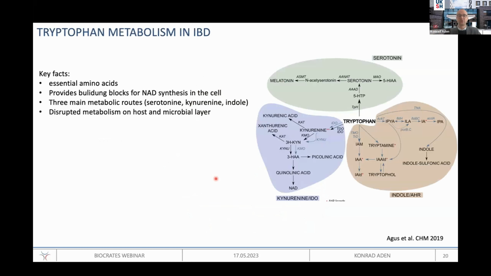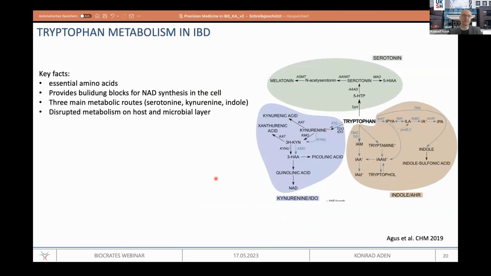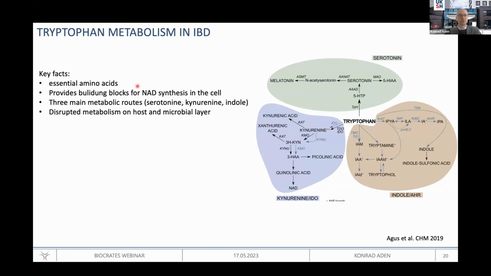So I want to briefly introduce you to tryptophan metabolism because in the second part of my talk, I want to dwell a bit on the tryptophan metabolism and also end with some data from our own group. Tryptophan is an essential amino acid, so it provides basically building blocks for NAD synthesis in the cell, and this building block via NAD synthesis is generated via the degradation of tryptophan along the kynurenine pathway.